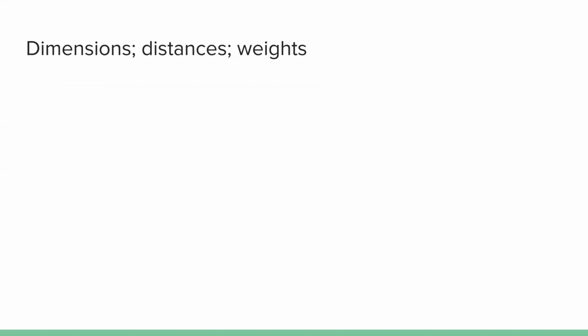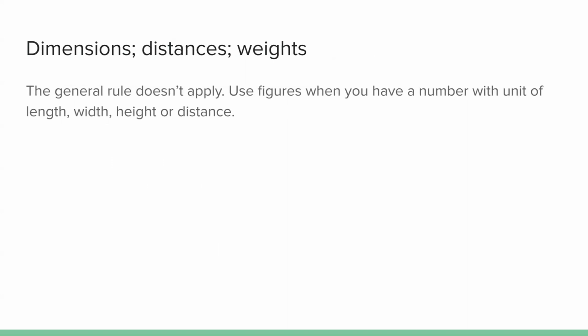Dimensions, distances, and weights. I'm going to group these together because it's the same idea for all three. These are 3 separate entries in the style book. But the general rule does not apply when you're talking about units of measure of length, width, height, distance, or weight, which I should have added to this list also. So basically, when I say the general rule doesn't apply, it means use figures for everything. Okay. And don't abbreviate the unit.